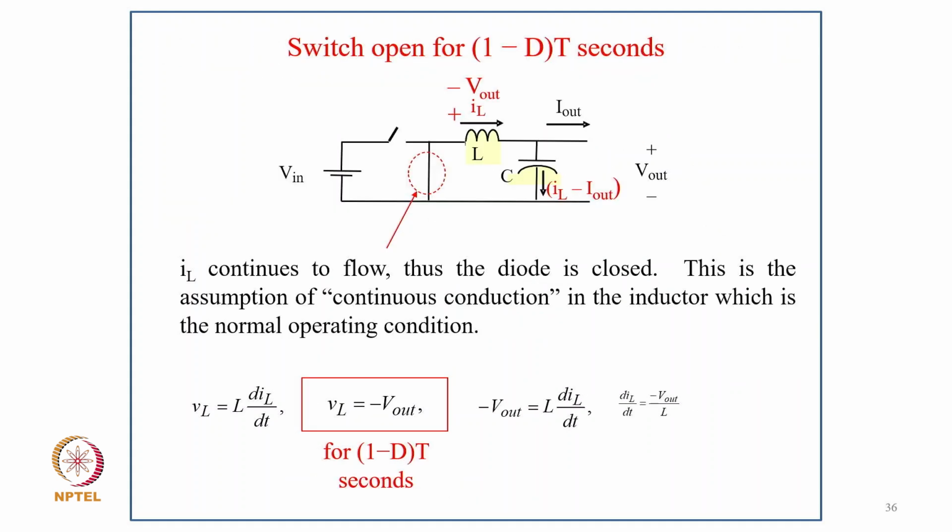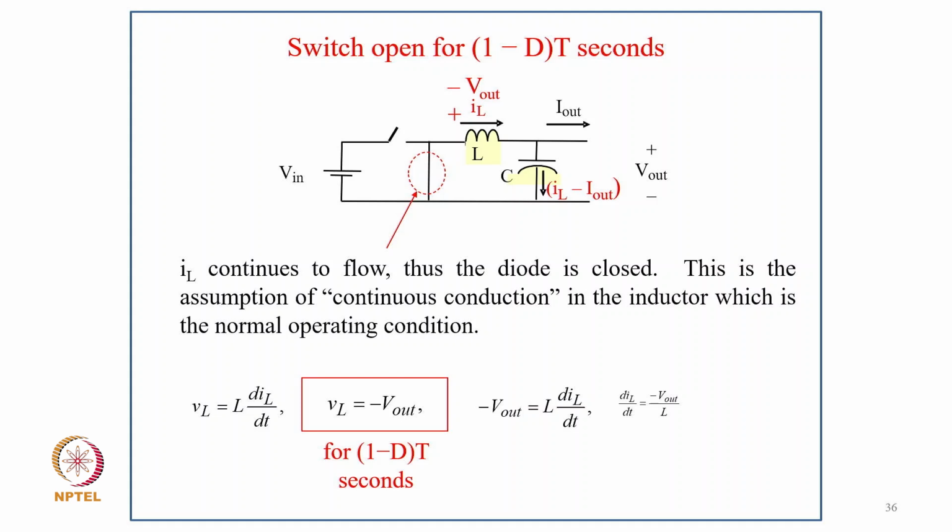Note that if the switch stays closed, then V out equals V in. Now the switch is open for the 1 minus D period, that is the off period, and the diode conducts automatically because the inductor current cannot change suddenly. So this is the equivalent circuit. The inductor voltage is equal to minus the output voltage across it, and of course the capacitor current still remains IL minus I out. IL continues to flow, and the diode conducts; this is the assumption of continuous conduction in the inductor, which is the normal operating condition.